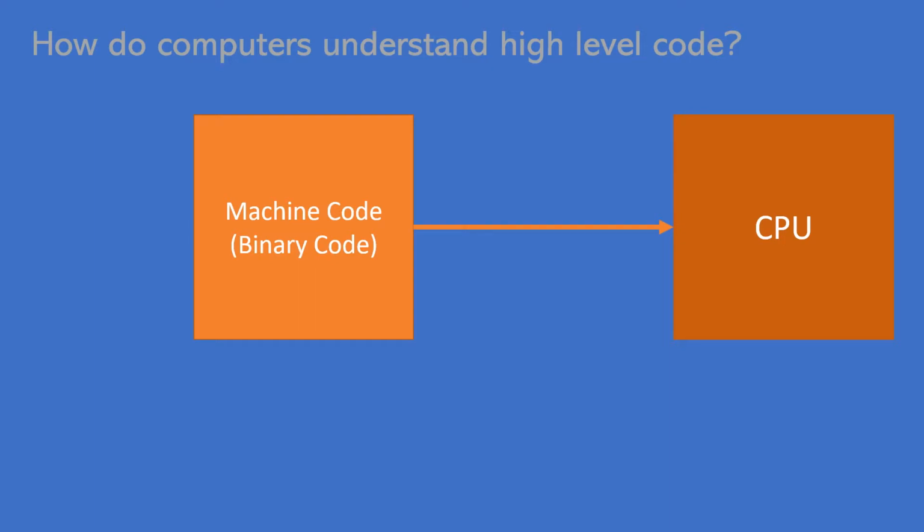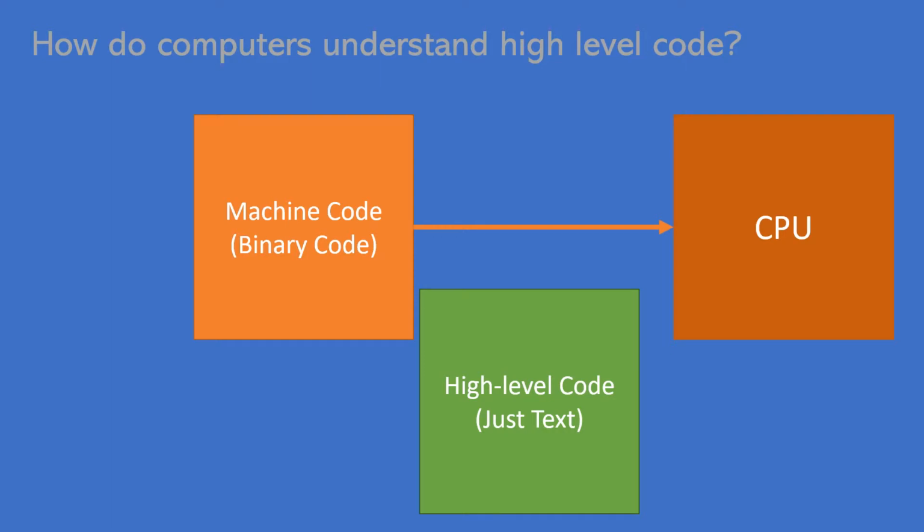How do computers understand high-level code? The only code that computers themselves understand is machine code, which is the lowest level you can get to, and that's just binary. Whereas, when you write high-level code, it's just text.